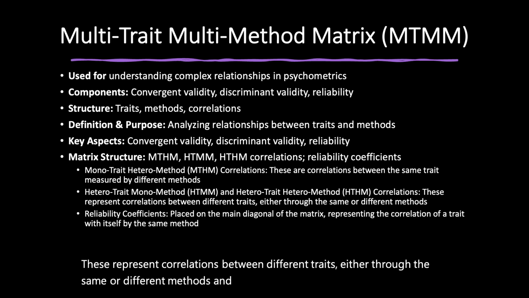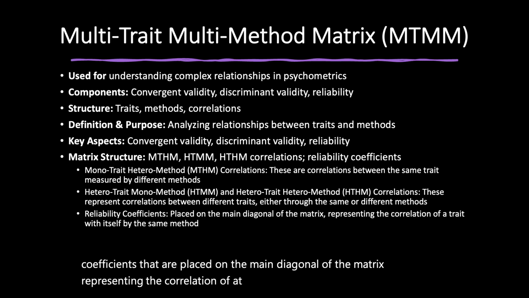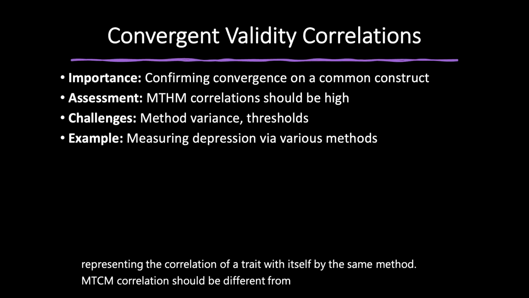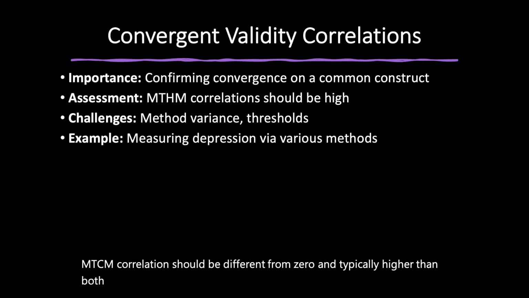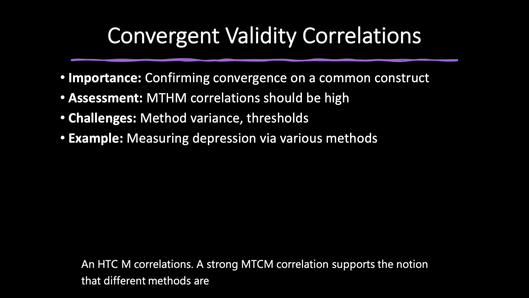And then we also have our reliability coefficients that are placed on the main diagonal of the matrix, representing the correlation of a trait with itself by the same method. MTHM correlation should be different from 0 and typically higher than both HTMM and HTHM correlations. A strong MTHM correlation supports the notion that different methods are tapping into the same underlying trait.